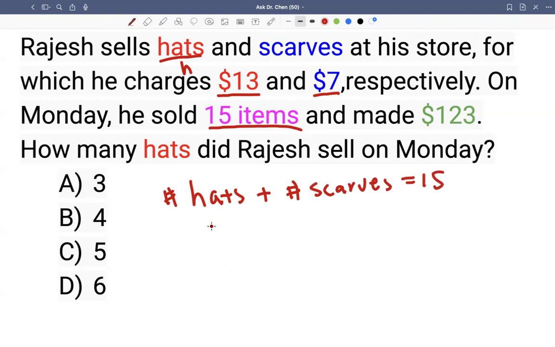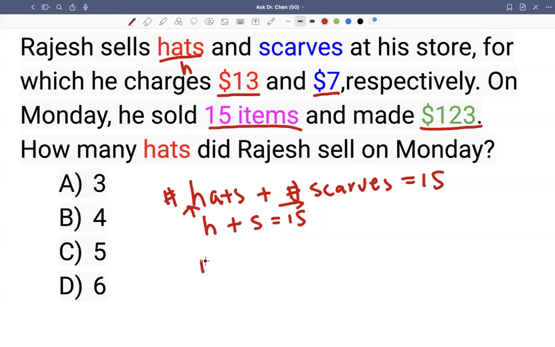Then he made this much money. So the number of hats, let's just call it H. H plus S equals 15. H represents the number of hats being sold, and S represents the number of scarves being sold. So in total, he sold 15, hats and scarves, because the store only sells those two items.